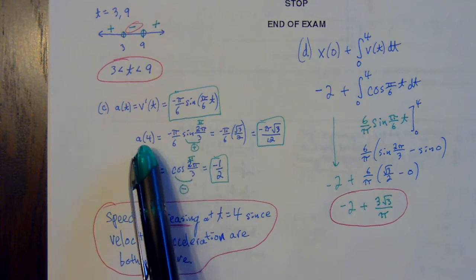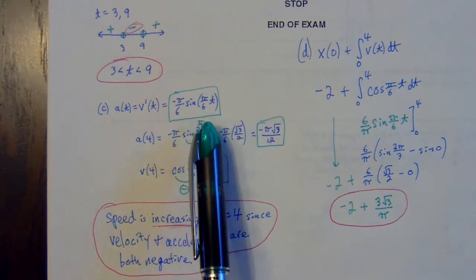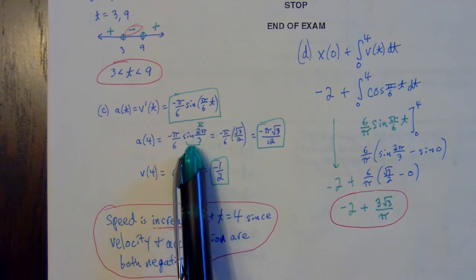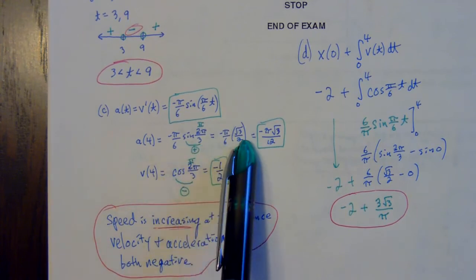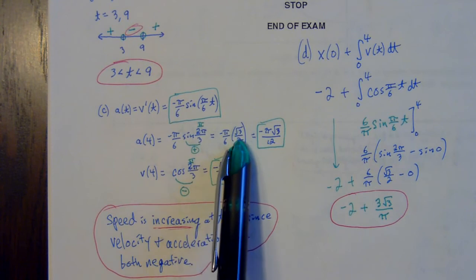And then here's what we got to do. We got to first plug in the 4 for that acceleration. So that gives us a sine of 2 pi over 3. And then that's going to give us radical 3 over 2. And then that's in quadrant 2, so that's a positive radical 3 over 2.